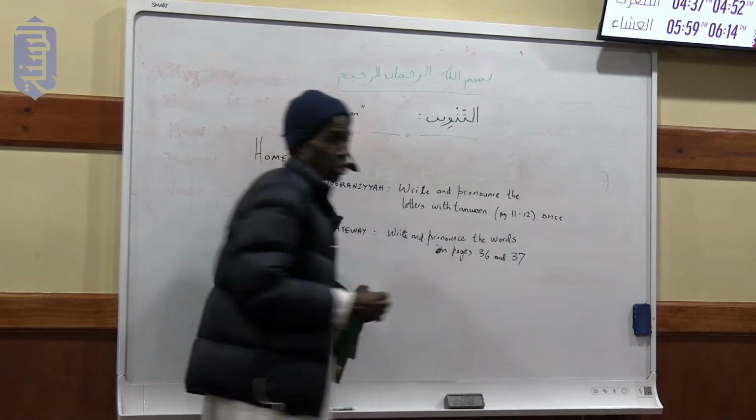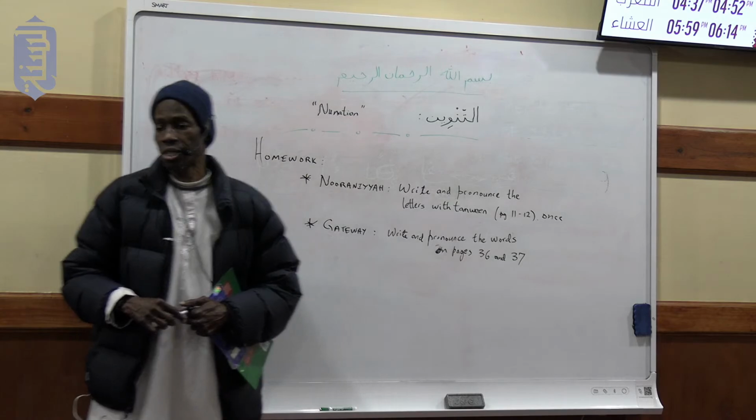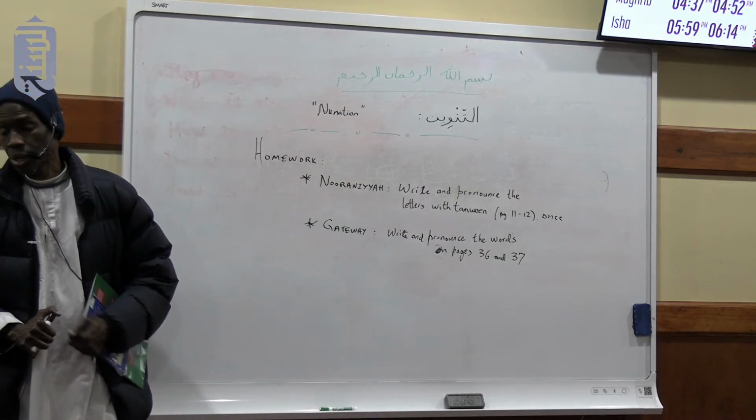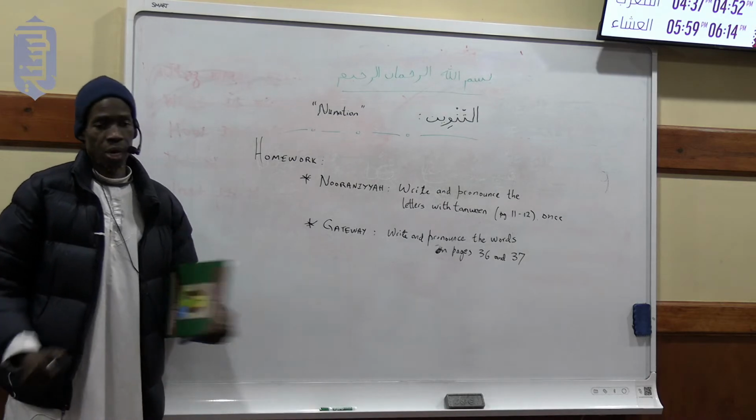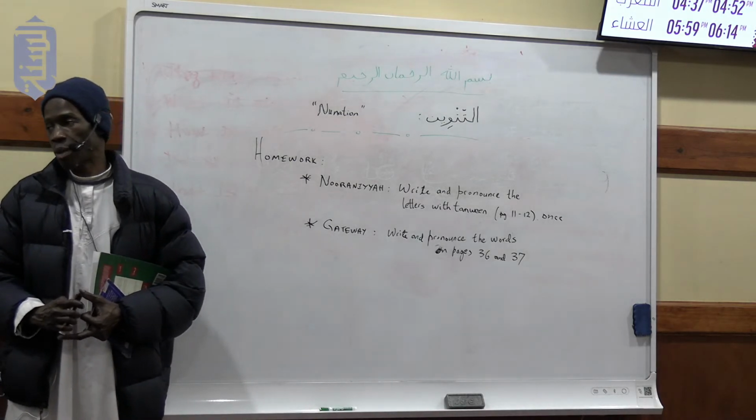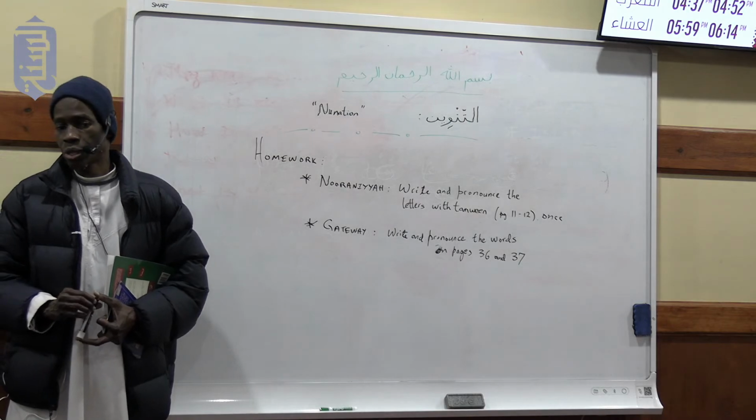So that's our homework, inshallah. Page 36 and 37 of Gateway, write and pronounce. Pages 11 and 12, the tanween letters, write and pronounce. Writing is one time only. Any other questions, concerns?